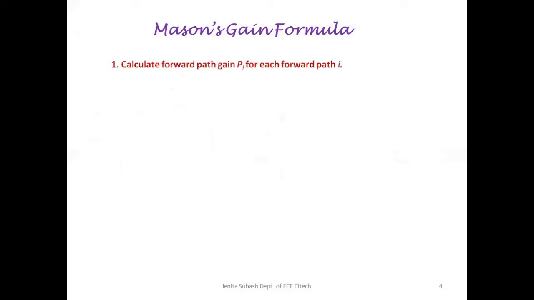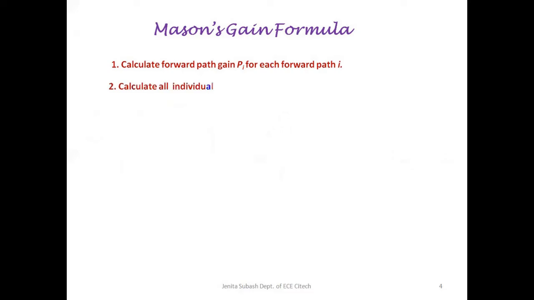Let's start with today's session, Mason's gain formula. Mason's rule is a systematic approach which involves 7 steps as follows. Step 1. Consider forward path gain Pi for each forward path. For the given signal flow graph, a forward path is a path from the input node to the output node. We know this definition already, which has been discussed in the previous lecture.